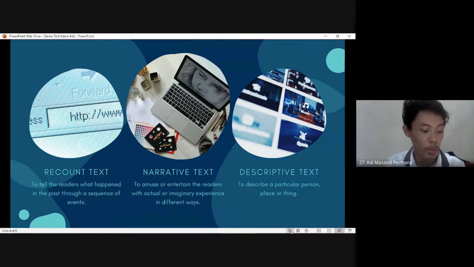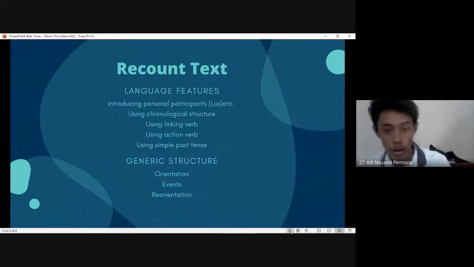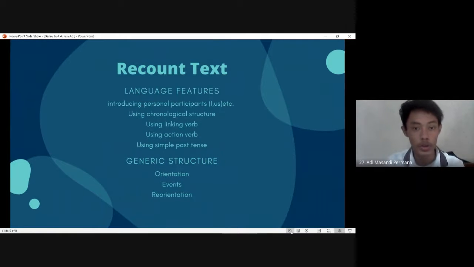There's no impediment among the participants that differentiates from narratives. Social function is again to retell readers what happened in the past through a sequence of events. Here I'm going to explain to you what the language features of recount text is. First of all, introducing personal participants such as I, us, we, and me. Usually the personal participant is a first person participant.